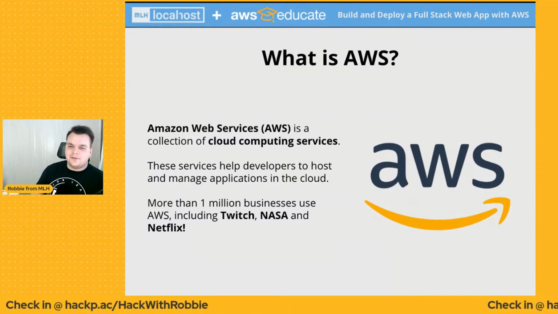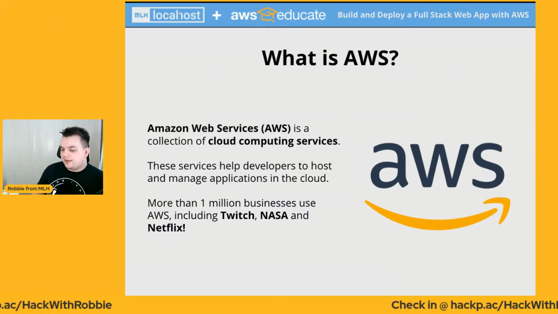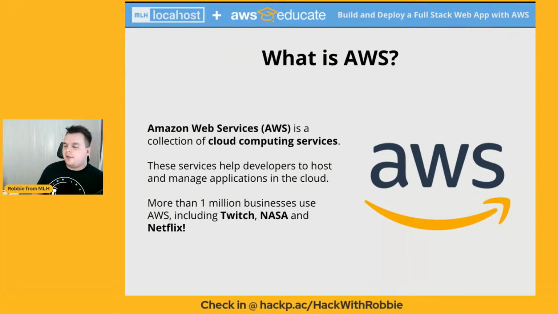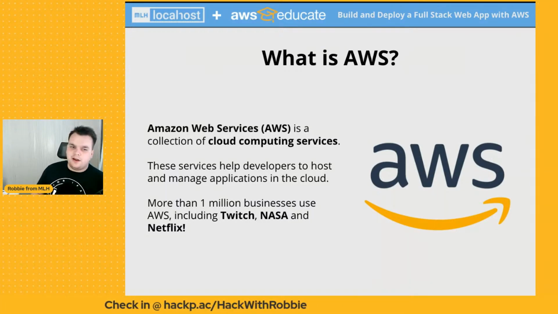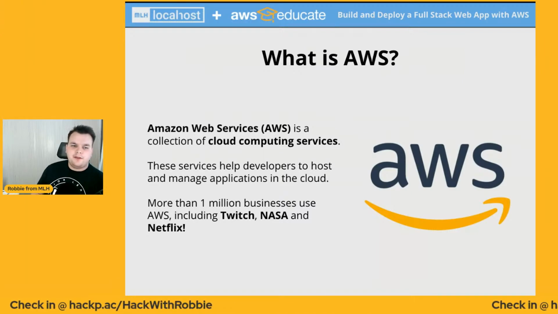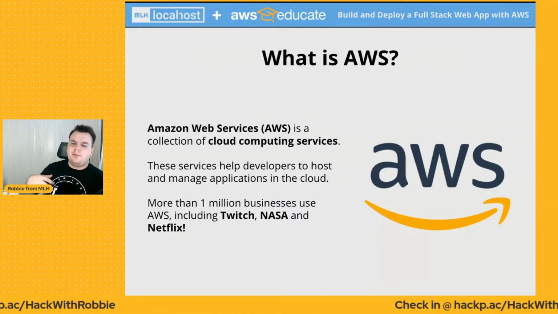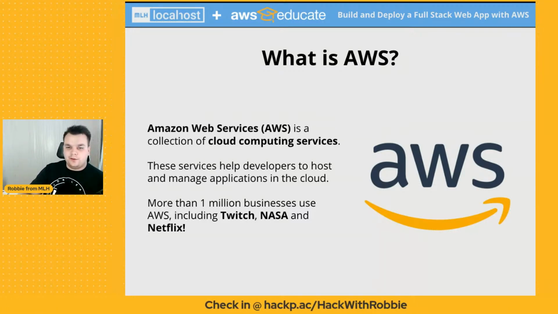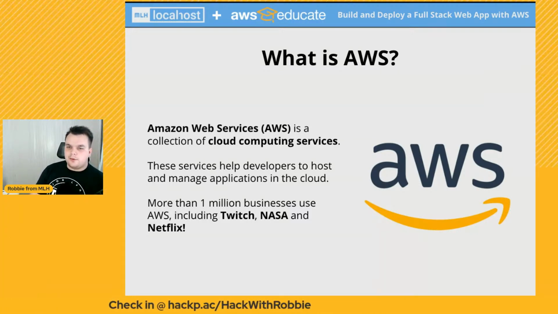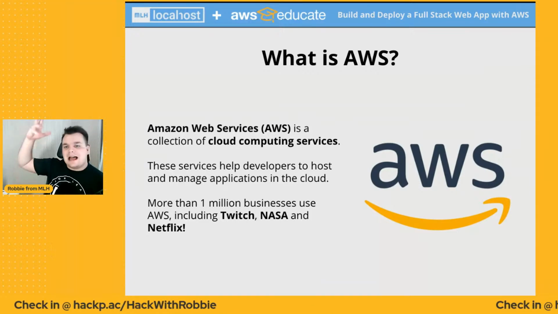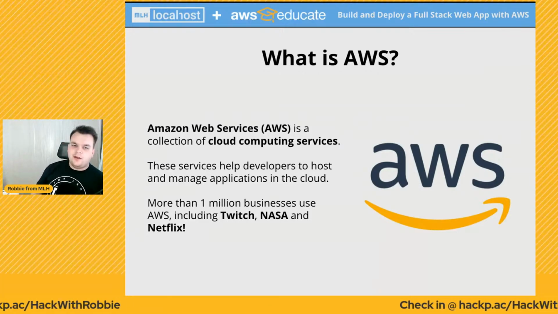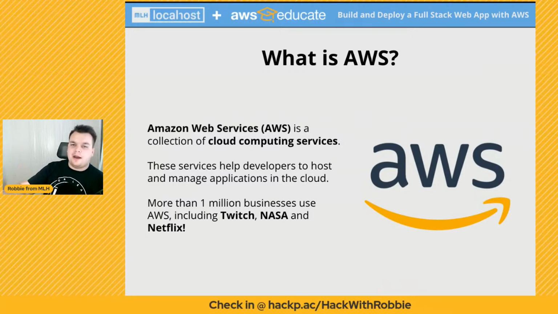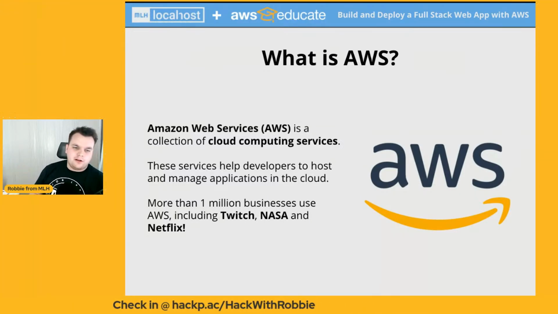AWS is a collection of cloud computing services. It is, in fact, the largest cloud computing provider. AWS powers something like 40% of the entire internet. It's crazy numbers. When we say the cloud, we're talking about, rather than storing data on your physical device, like your own computer, it's stored in the cloud somewhere on someone else's server. And the point is, it's a layer of abstraction such that you don't really need to think about those servers or where they're hosted or anything like that.